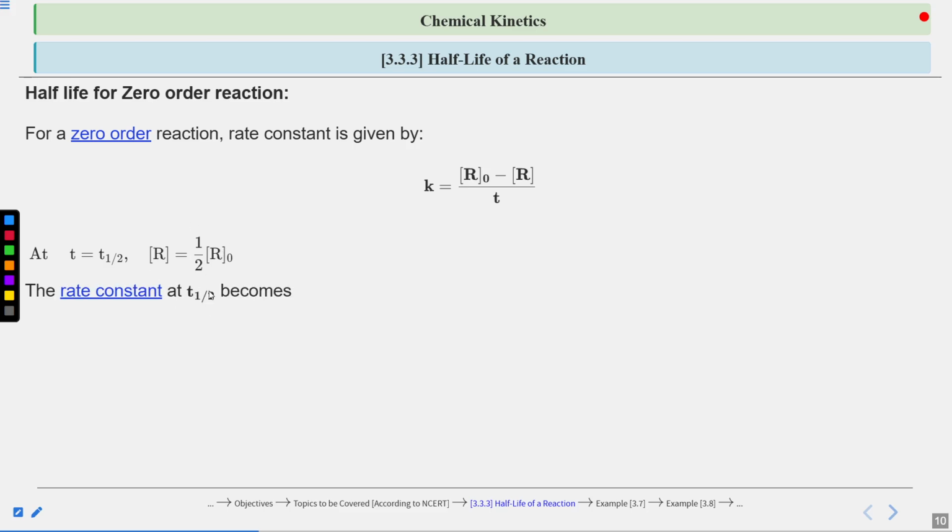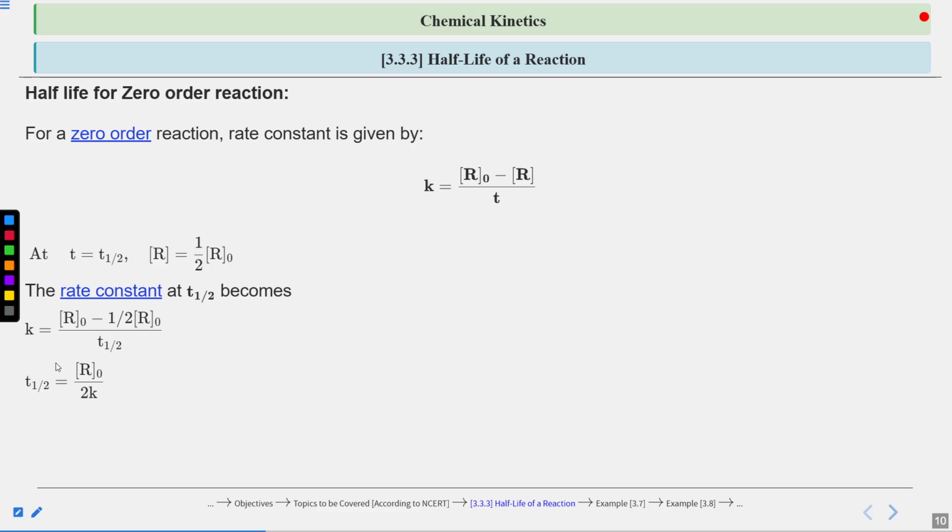So the rate constant at T half becomes K equals R naught minus R, which is half of R naught, so half of R naught divided by T, which we are taking as T half. So this is the relation of the rate constant at T half.